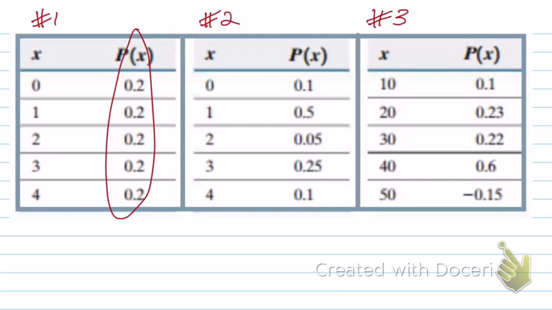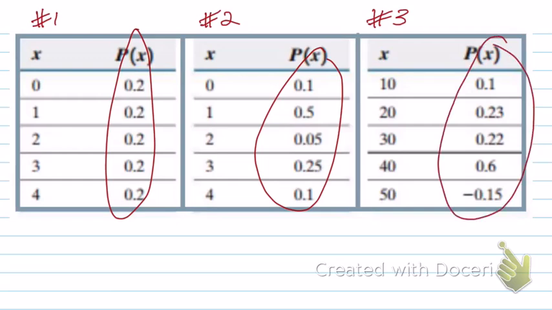Look at number 2. Do all of these add up to 1? Are all of them between 0 and 1? Yeah. Look at number 3. No. One minor little detail. For 50, it's a negative number. If I added all those up, might I get 1? If I did, though, it still fails because of that negative value. That's about half the questions on the homework.